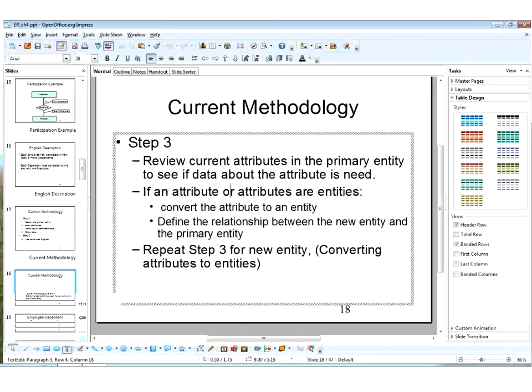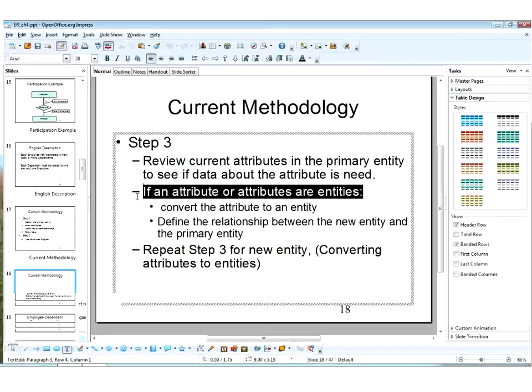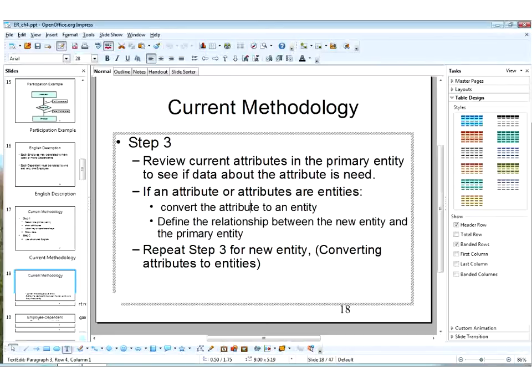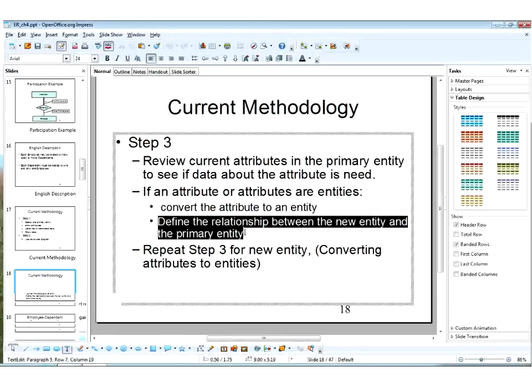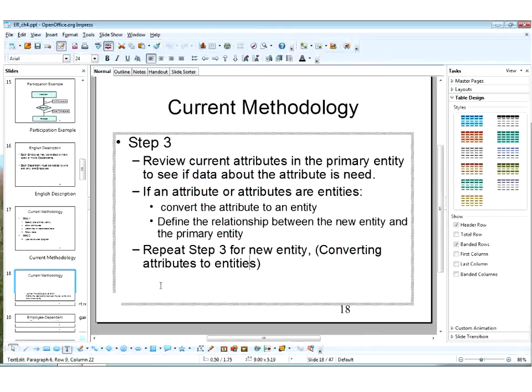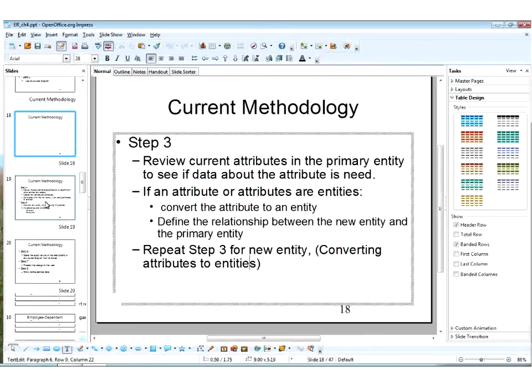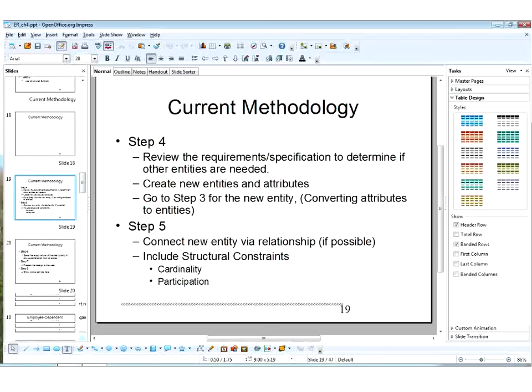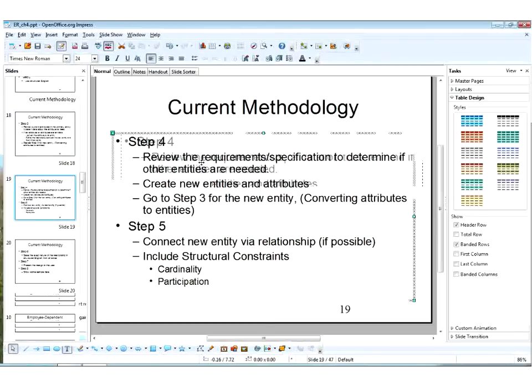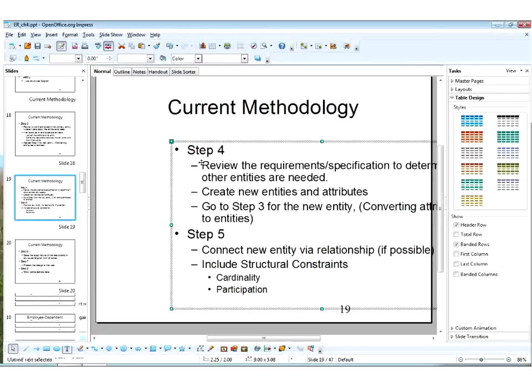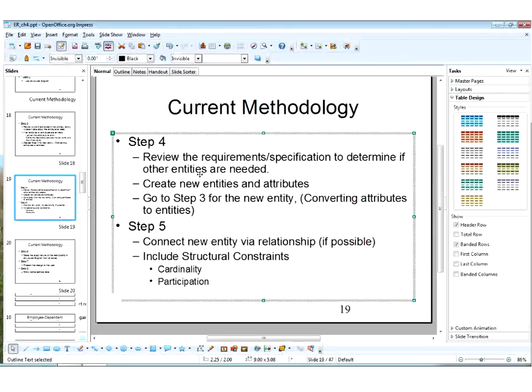And here you go. If an attribute or attributes are entities, you need to convert them into an entity. Excise them and convert them into an entity and repeat the process with that new entity. Okay? Then you create a relationship between the new and the old. You keep going. You do that iteratively, as needed.